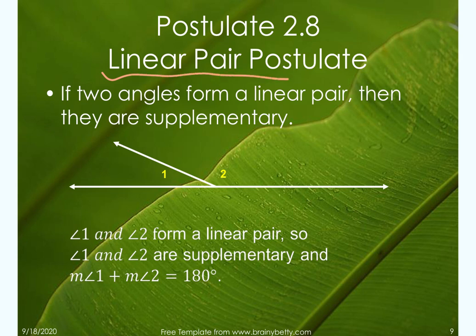Next up, linear pair postulate. This one's pretty popular. So the linear pair postulate, or postulate 2.8, the name is more important, says if two angles form a linear pair, then they are supplementary. So if angle 1 and angle 2 form a line, or the exterior sides of those angles form a line, then they are a linear pair. And if they are a linear pair, they are supplementary. And if they are supplementary, they add up to 180. The linear pair postulate tells us all of that.